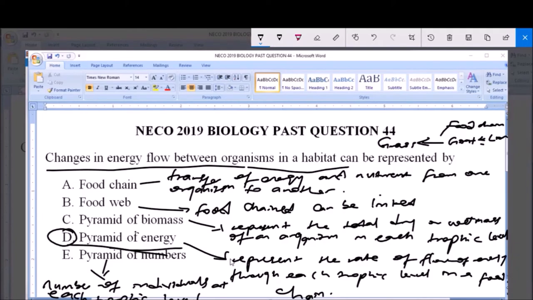That is how the flow of energy changes from one trophic level to another, from the producer, down to the primary consumer, down to the secondary consumer, getting to the tertiary consumer. So this is actually represented by the pyramid of energy. It is concerned with the rates of flow of energy in the food chain. So therefore, the answer to this question is option D, pyramid of energy.